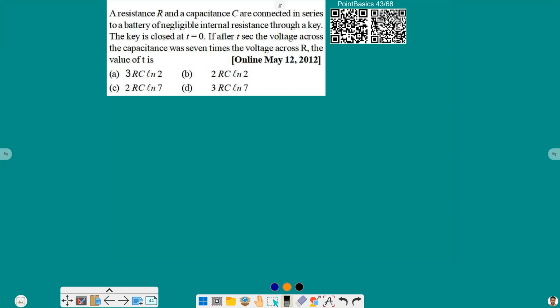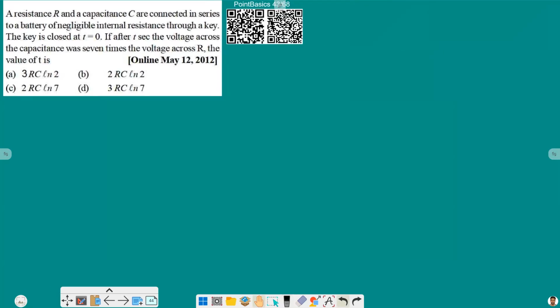A resistance R and capacitance C are connected in series to a battery of negligible internal resistance through a key. The key is closed at t equal to 0. After t seconds, the voltage across the capacitance was 7 times the voltage across the resistance. The value of t we have to find out. So let's solve it.